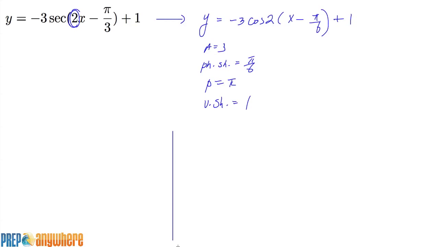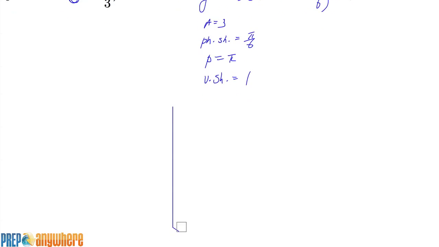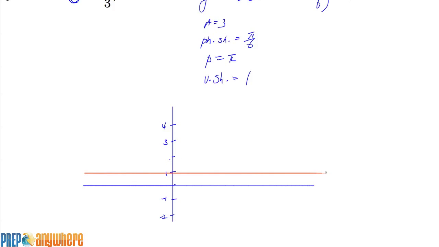Okay, so let's do a rough outline. So it's got a vertical shift of 1, so I'm going to make it a little bit bottom heavy. So if that's 1, 2, 3, 4, amplitude is 3, so it's going to go up to 4. So that's the middle. This is the max. This is the minimum.